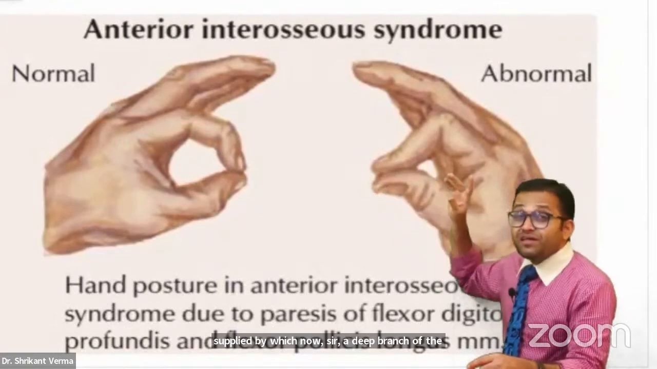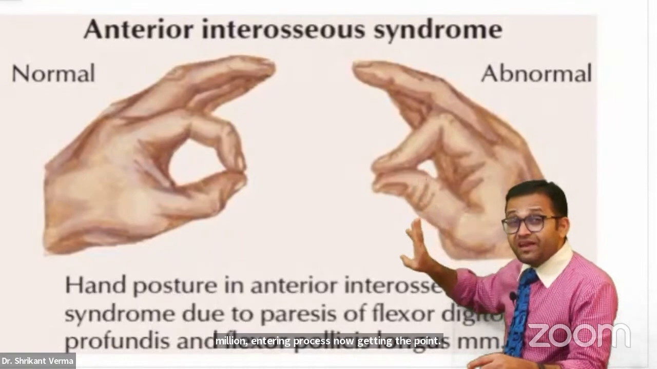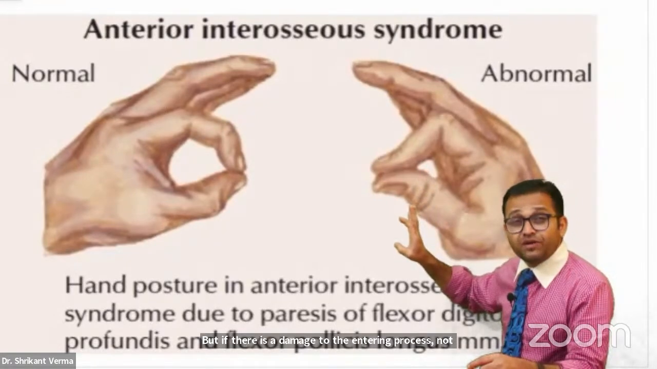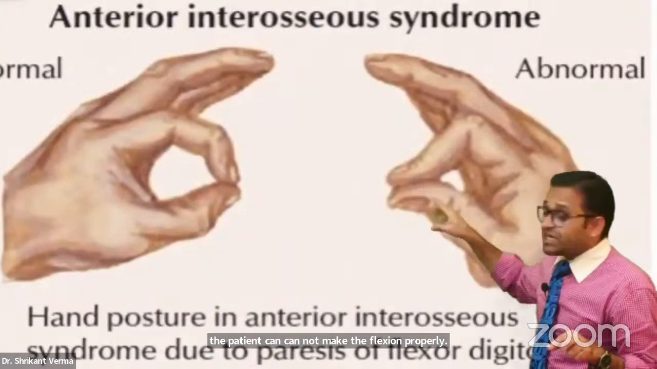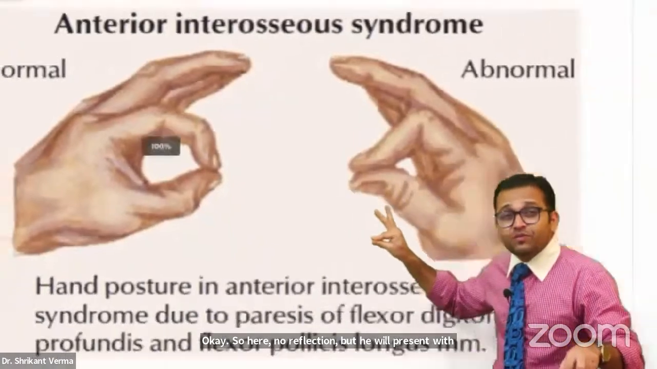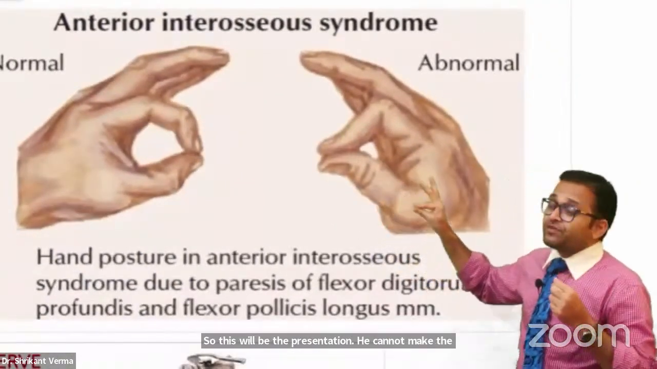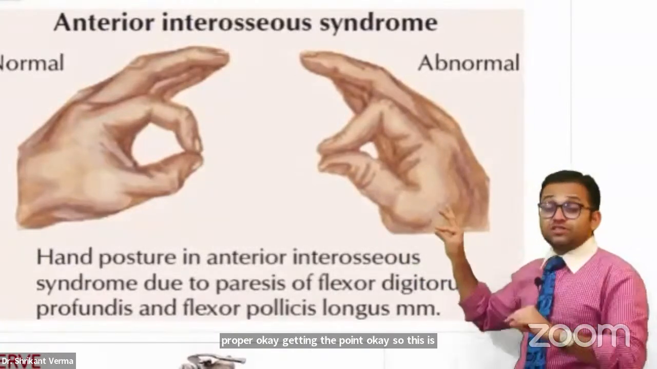Getting the point? But if there is damage to the anterior interosseous nerve, the patient cannot make the flexion properly. So here there is no flexion, but he will present with such kind of presentation. This will be the presentation. He cannot make the proper OK. So this is your anterior interosseous nerve syndrome.